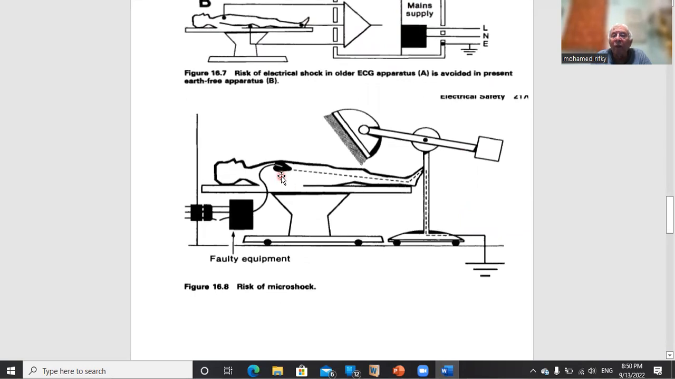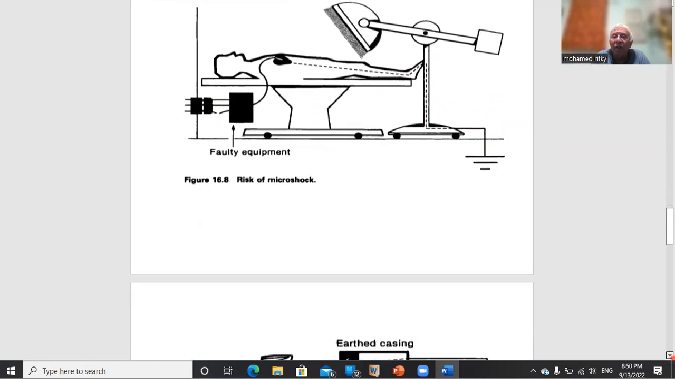And this is what we said before. This is a patient where a catheter is reaching the heart, reaching a very small area. So the current density is very high. So 150 microampere is capable of inducing ventricular fibrillation. So there is the fault here, as you can see. The current will go through the patient, through the stand of the bulb, earthing, and completing the circle till it reaches the substation, inducing ventricular fibrillation.